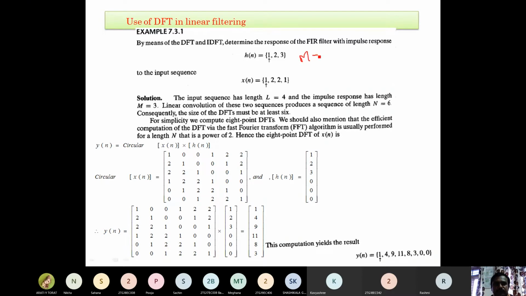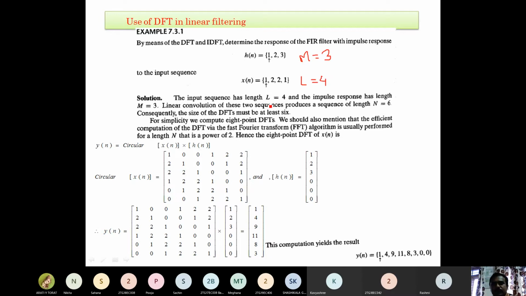Okay, so what is this length of the m? It is 3 now. Okay, and they have given input sequence x of n, and we need to calculate what is y of n. So y of n is nothing but convolution of x and h, and here they have given L length is 4. Okay, so then what will be the size of n? So n is nothing but L plus m minus 1.